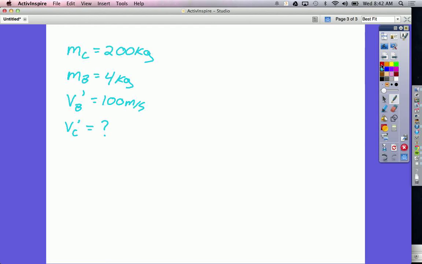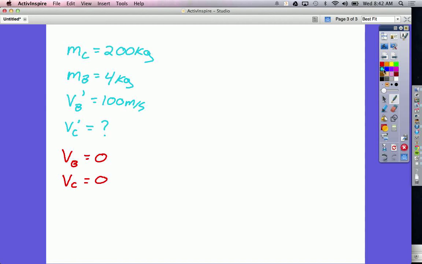Now the other piece of information that's not written in the problem is we know that the velocity of the ball initially is 0, and the velocity of the cannon initially is 0, because before you fire the cannonball, it's not moving, and obviously the cannon's not rolling anywhere either.